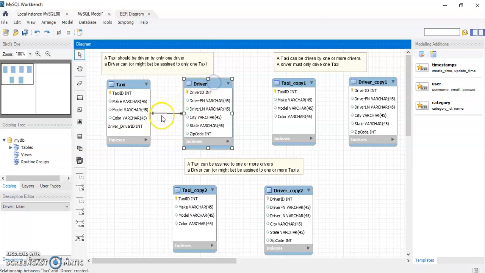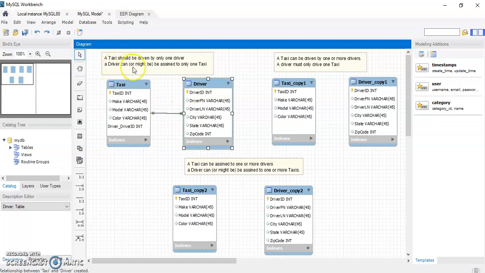Now, when it comes to the degree, we said it's binary, right? And then the modality, I'm going to talk about in a minute. The cardinality is a one-to-one. So the modality here: it says a taxi should be driven. That's a must. A taxi should be driven by one driver. So this one should be mandatory, right?